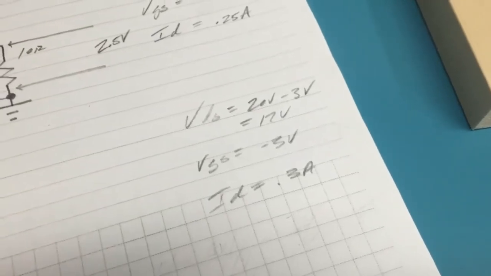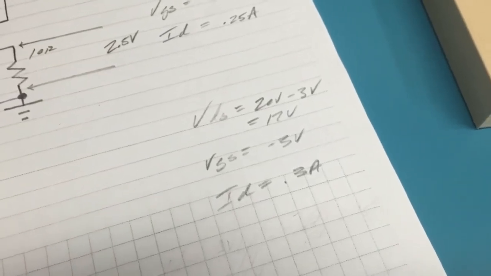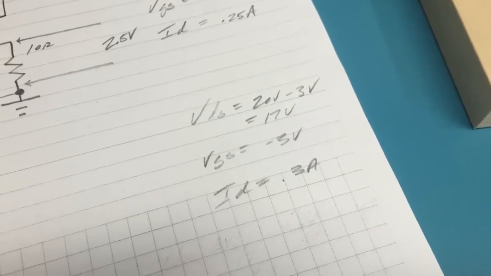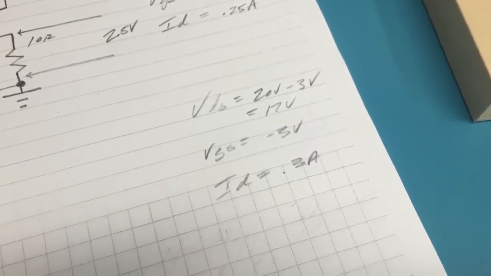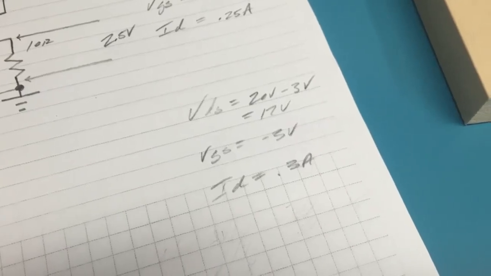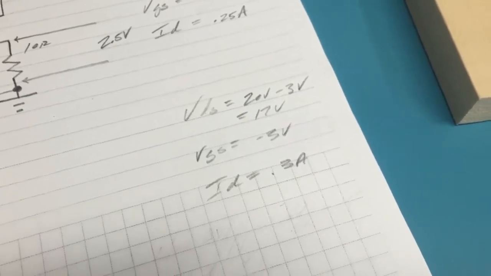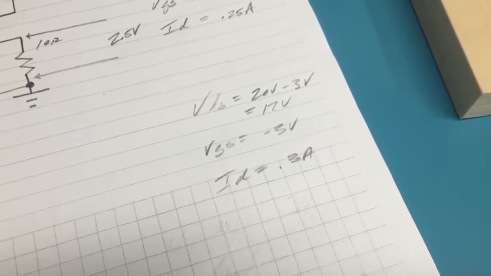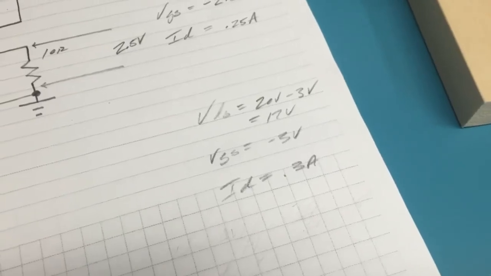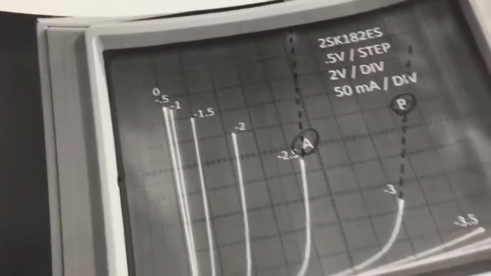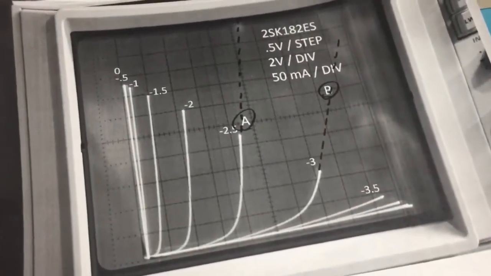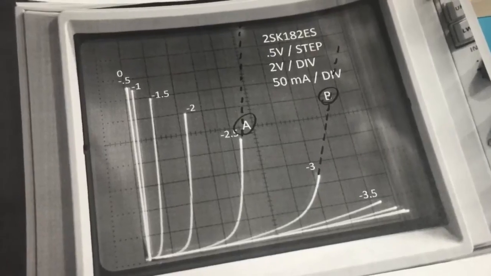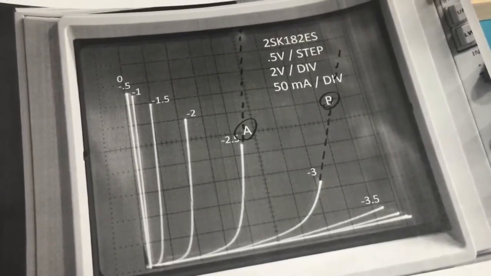And just for fun, I took another data point. This is with a power supply at 20 volts. And at 20 volts, we get 0.3 amps drain current. So we drop 3 volts across that resistor. So 20 volts minus 3 volts is 17 volts. The gate to source voltage then is minus 3 volts. And as I said, our ID is 0.3 amps. So there's a couple data points, and if we take a look at a picture of this actual part, you can see where those data points lie on the graph.